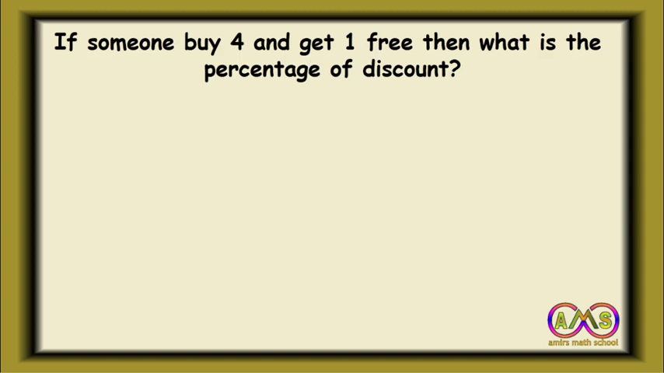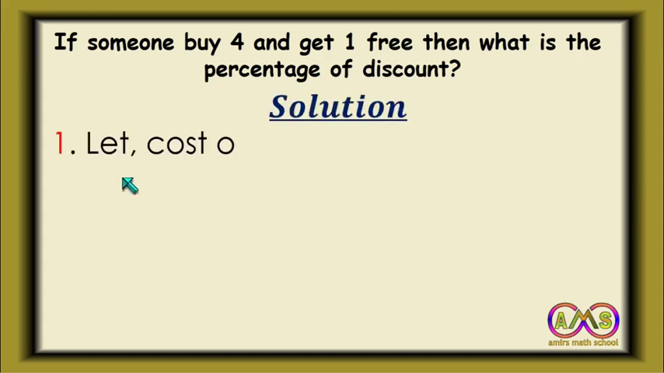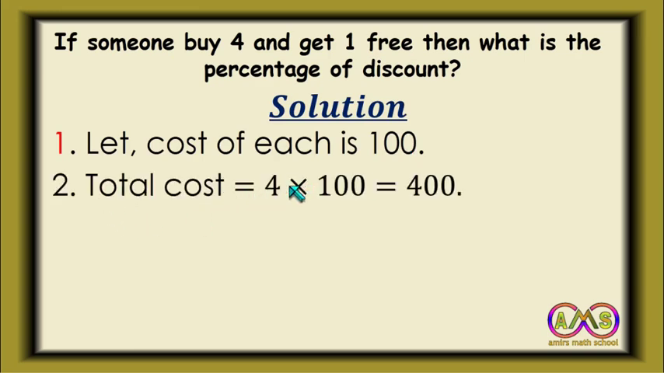Now, if we want to find it in another way, using the normal traditional method, but that method should be easier. Let the cost of each item be 100. So the total cost is 4 times 100, that is 400. If we take each item as 100, then the total result will be directly in percentage. So the total cost of 4 items is 4 times 100, that is 400.